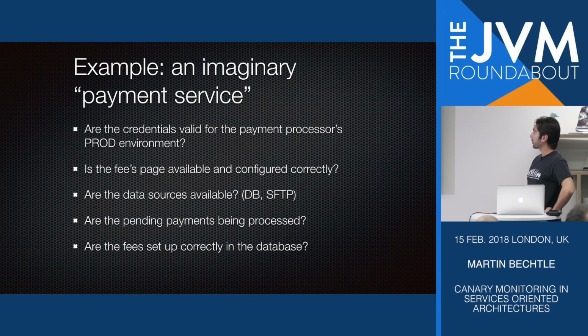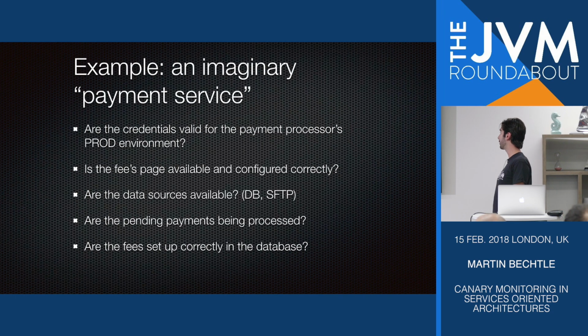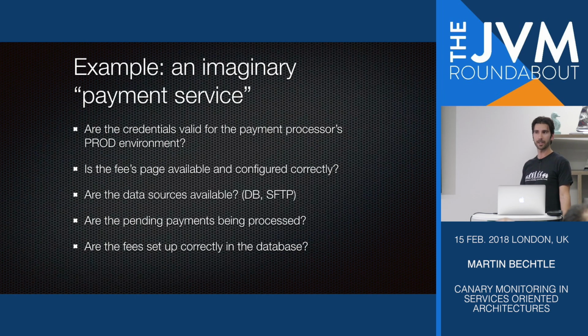And once we are in production, are the data sources available? We have a database. Unfortunately, banking providers are like super boring, old technologies, so they end up using FTP for receiving payments. It's ridiculous, but that's how it is. Are there any pending payments in our pipeline that need to be processed by our scheduled tasks? Are the fees set up correctly in the database? Because maybe they're different, again, from our test environment. Did we remember to put the fees in before deploying to production? Or did we delete them by mistake with a migration or a sysadmin in production?